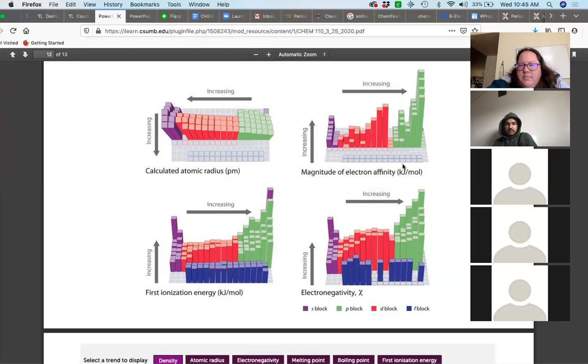And then I had someone ask in the chat box, what's electron affinity again? And remember, right, electron affinity is the extent to which something wants an electron. So how much does an atom want an electron? That's a good way to think about electron affinity, right? And then electronegativity is how many electrons does it have? So if we're thinking about electronegativity, that's a good way to think about it. So what's the difference between electron affinity and electronegativity? Take a minute and think about that.